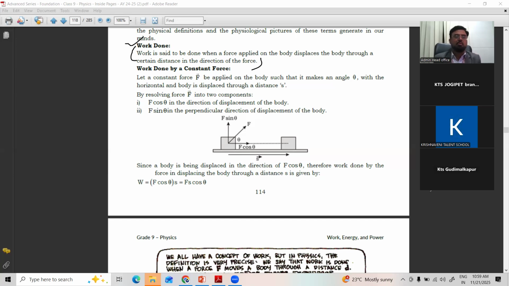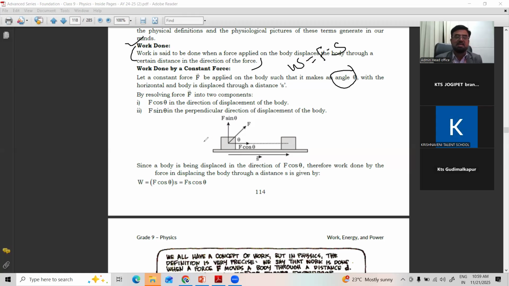Clear? Very good. So, work done by a contact force. Let a constant force be applied on a body such that it makes an angle theta. Second case it is. Generally, work is done by W is equal to F into S, force into displacement.